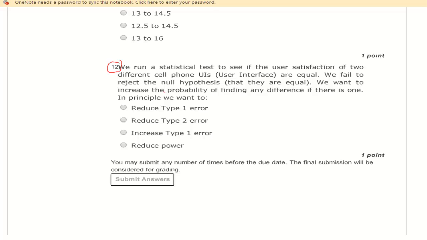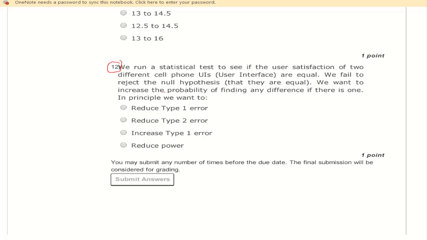Okay, so would reducing that or increasing that achieve the goal that I want, which is that we want to increase the probability of finding any difference if there is one. Right? Type 1 error has to do with if there is no difference, saying that there is a difference, increasing or decreasing that. Type 2 error has to do with when there is a difference, failing to recognize that there is a difference, because the null hypothesis is that they are equal. So in the situation where the null hypothesis is not true is where type 2 error comes.